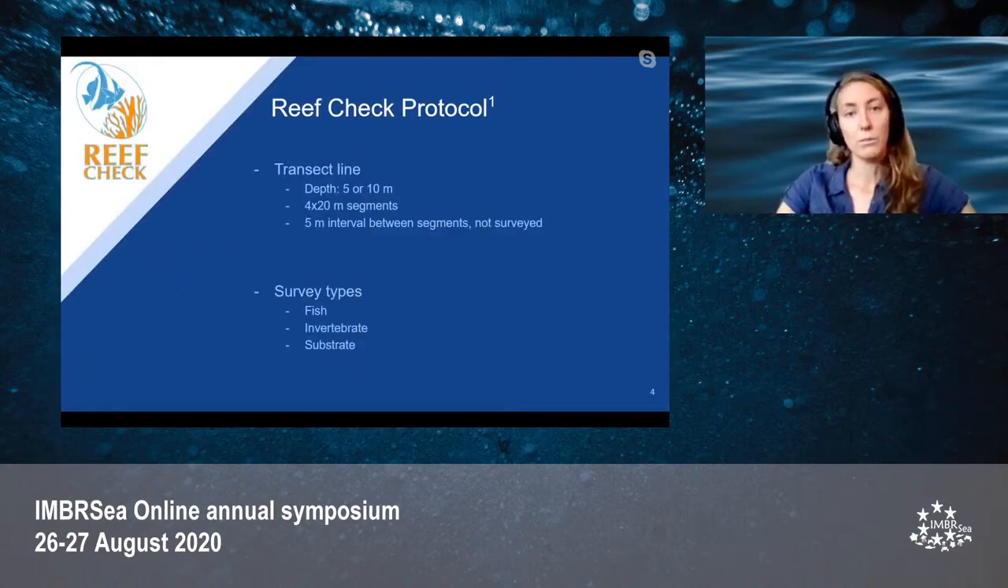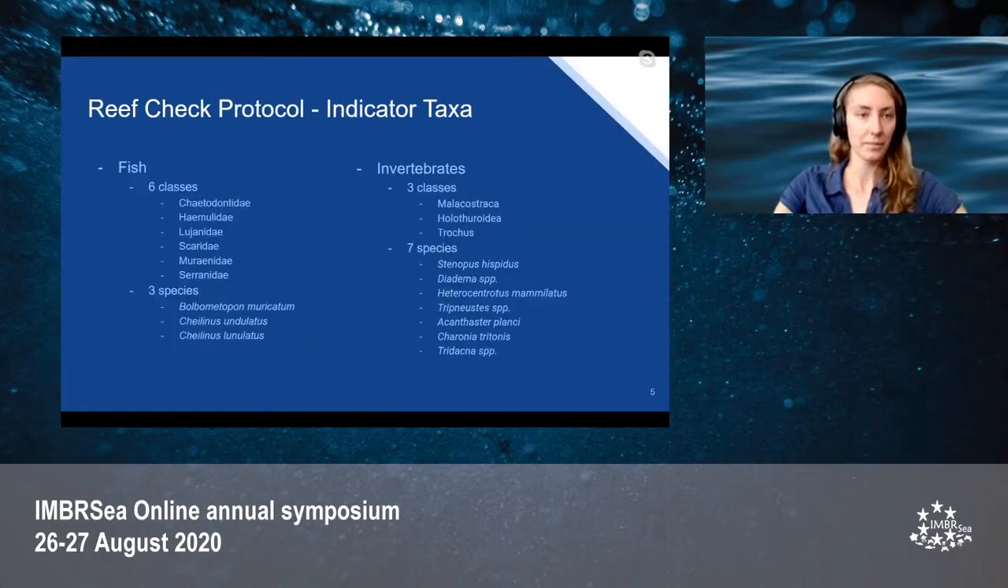For the data collection, we followed the Reef Check Protocol, meaning we deployed a transect line in the reef in either 5 or 10 meters depth. This transect line consisted of 4 segments that had a length of each 20 meters, and between each segment there were 5 meters that were not surveyed. And we surveyed 3 different categories: fish, invertebrates, and substrate.